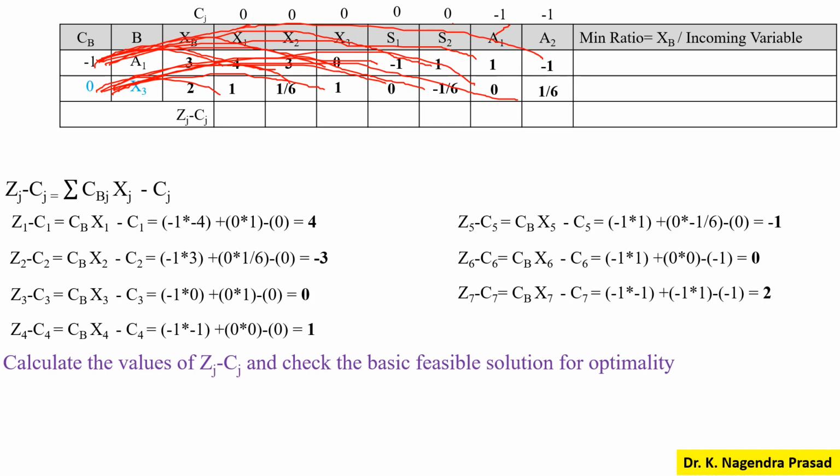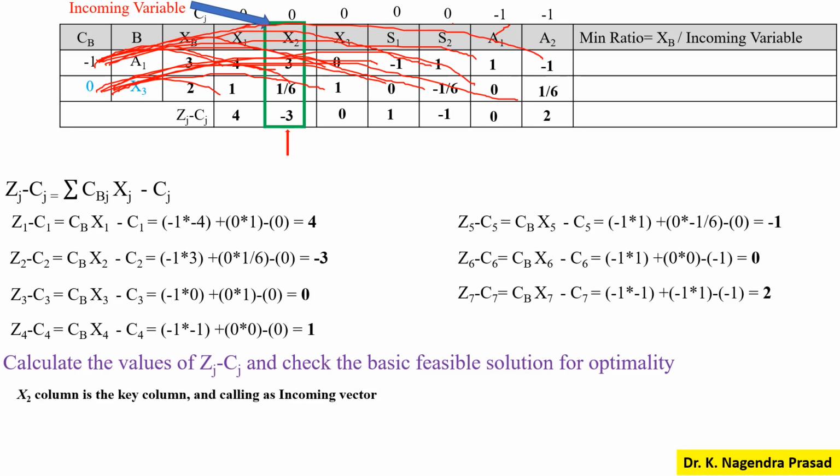It is the 2. So here Zj minus Cj values are having two negative values, that is the Z2 minus C2 and Z5 minus C5. Among these two negative values, most negative value is the minus 3 for the x2 column. So x2 column we are calling as the key column, and this x2 variable we are calling as the incoming variable. So x2 variable enters into the basis.